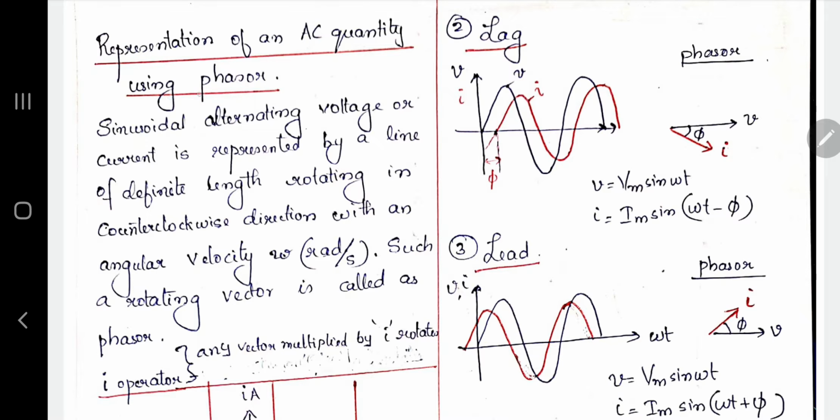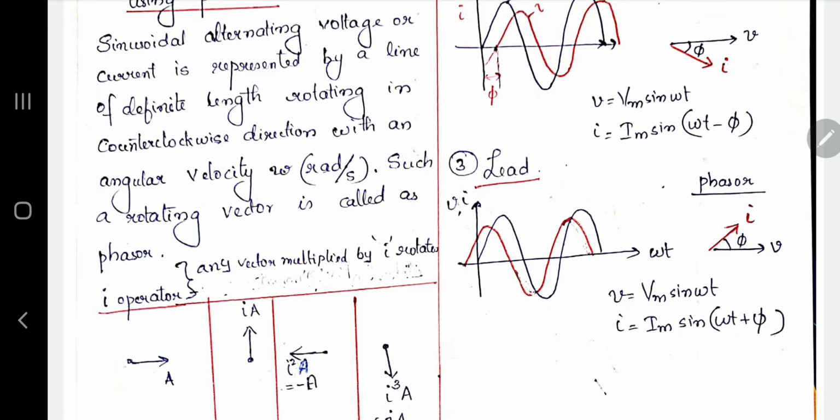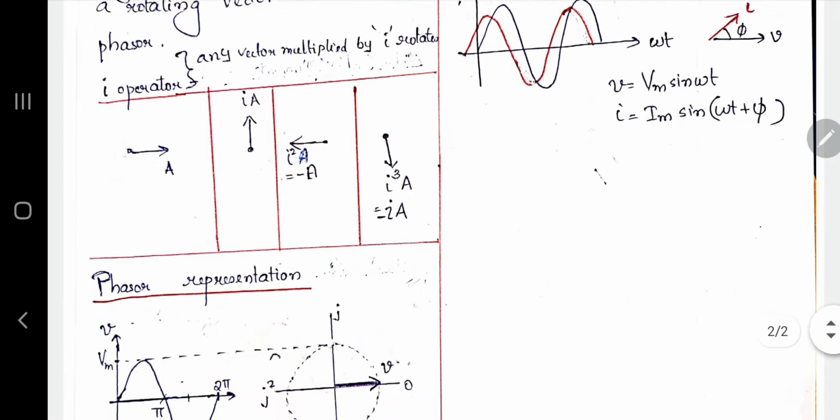For this purpose, we are going to study what is meant by a phasor, representing an AC quantity using a phasor. A sinusoidal alternating quantity, that means voltage or current, is represented by a line of definite length, which is rotating in a counterclockwise direction with an angular velocity of omega radians per second. We represent the sinusoidal waveform using a line of definite length, and it is being rotated in a counterclockwise direction with angular velocity omega radians per second. Such a rotating vector is called a phasor.